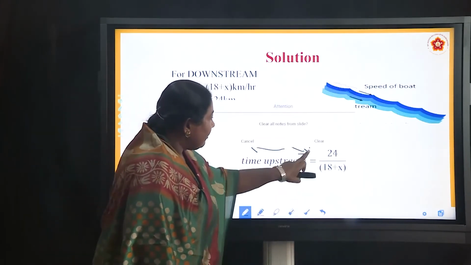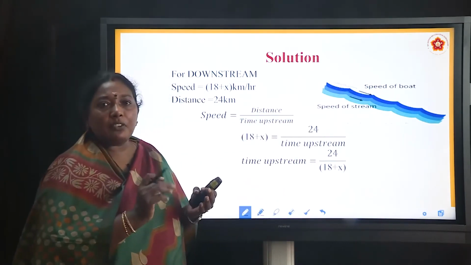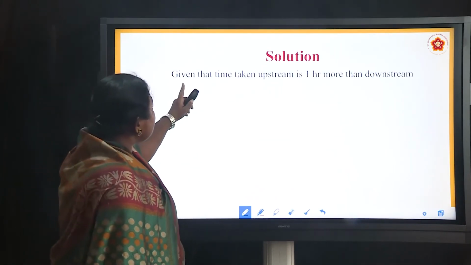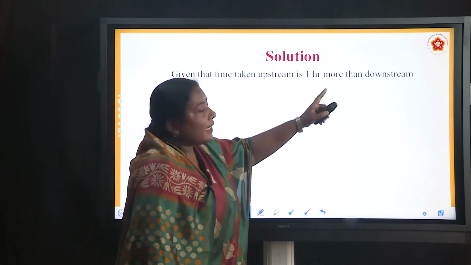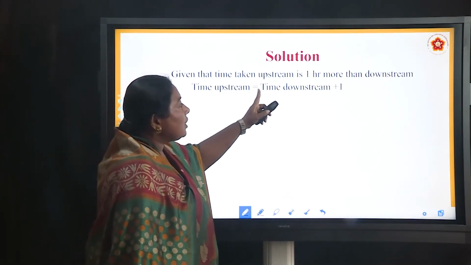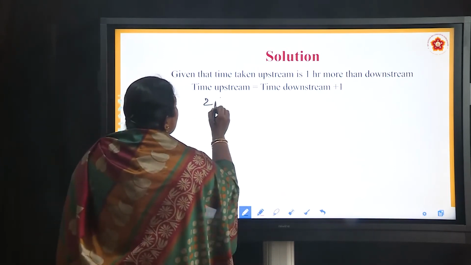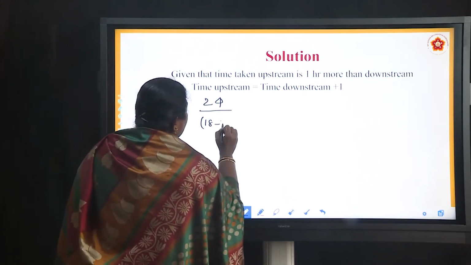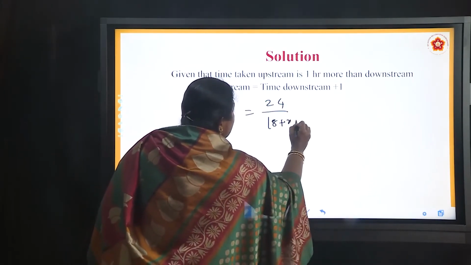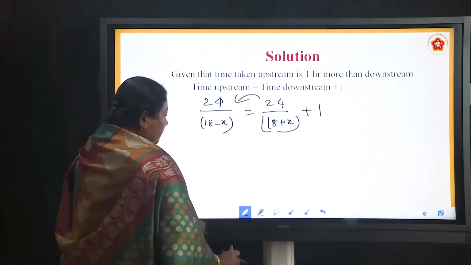So the next thing they have given: comparing moving and coming back, the time difference is 1 hour, right? The time taken upstream is 1 hour more than the downstream. Time upstream is equal to time downstream plus 1. So 24 by 18 minus x is equal to 24 by 18 plus x, plus 1. That's all. Now bring it this side.